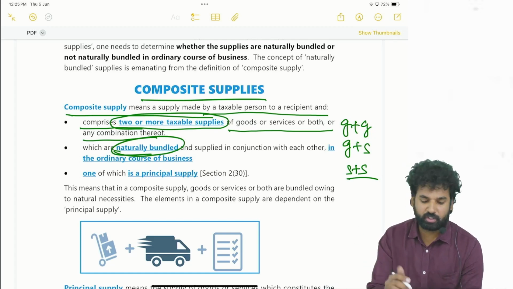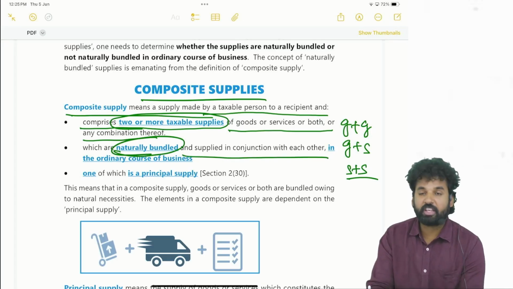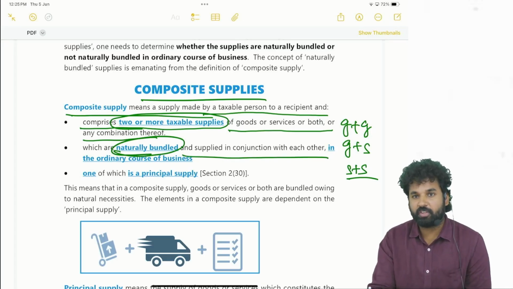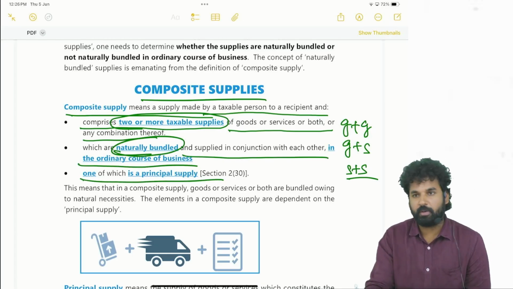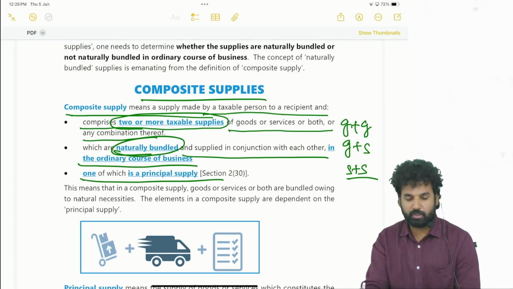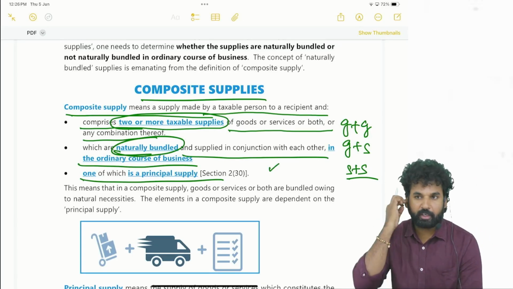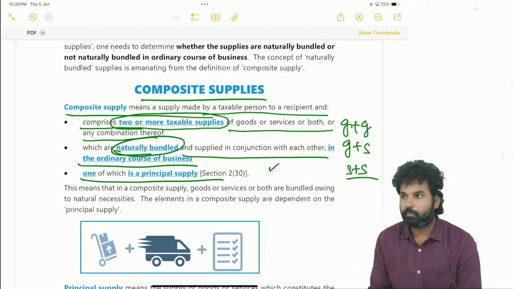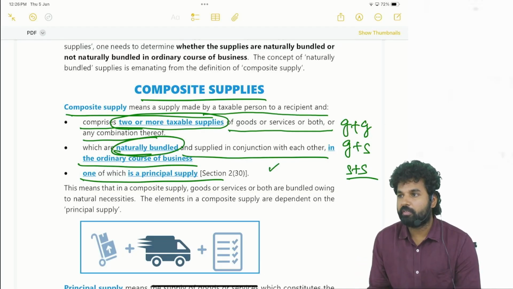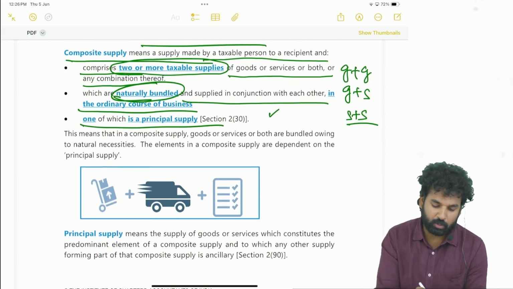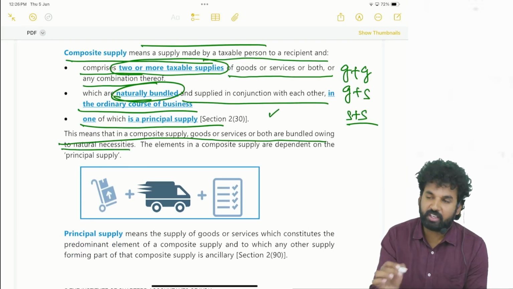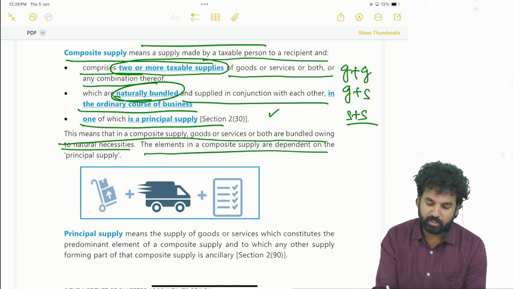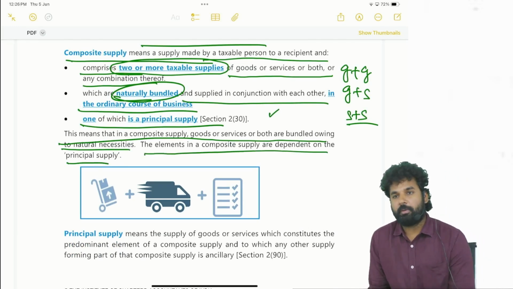If that is the case, naturally bundled and supplied in conjunction with each other in the ordinary course of business, one of which is a principal supply. One shall be a main supply, principal supply. Okay, now then it will be treated as a composite supply. If it is a composite supply, which rate will be applicable? Principal supply rate will be applicable. This means a composite supply, goods or services or both are bundled owing to natural necessities. The elements in the composite supply are dependent on the principal supply.